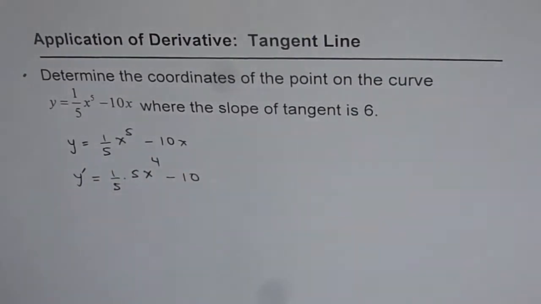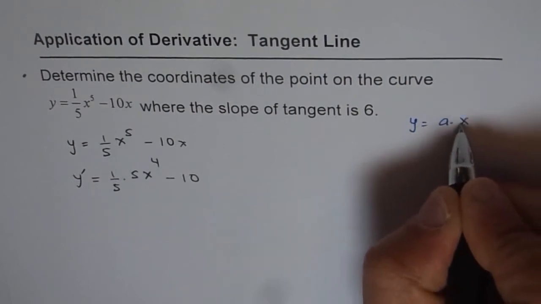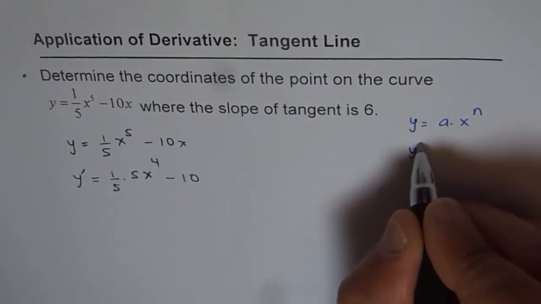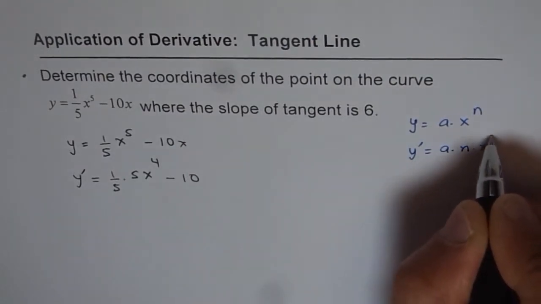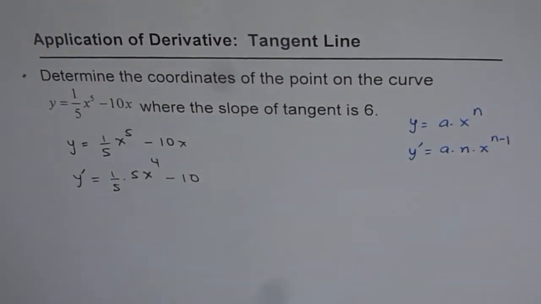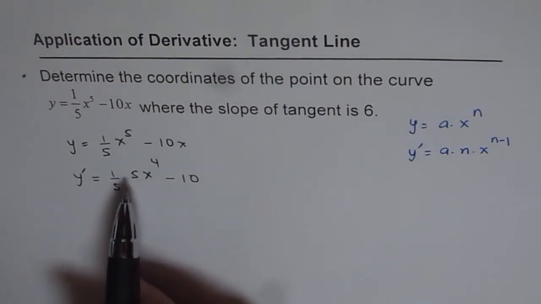So let me remind you what the power rule is. The power rule is that if y equals a times x to the power of n, then y dash equals a times n times x to the power of n minus 1. So we applied the power rule and got the derivative. Now the derivative actually gives you the slope at any point on the curve.